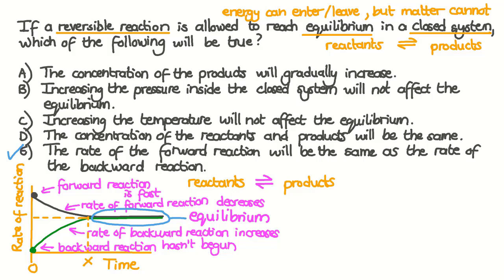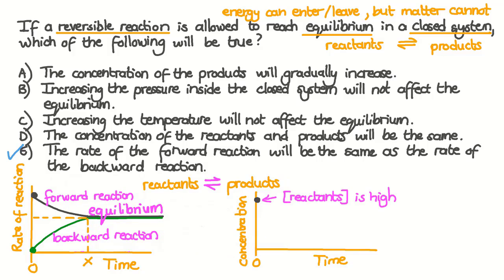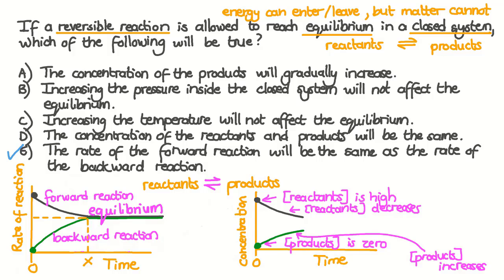We can do this by doing another sketch graph, this time of concentration versus time. At time equals 0, before the reaction has begun, when there is only reactant in the vessel, the concentration of the reactants is very high, and the concentration of the products is 0. As the reaction begins to proceed, so the concentration of the reactants decreases, as they are converted into products. As more reactants are converted to products, so the concentration of the products increases.